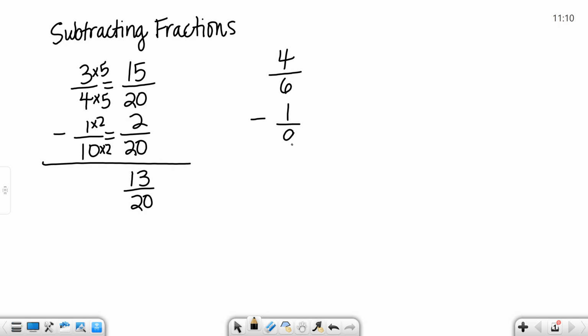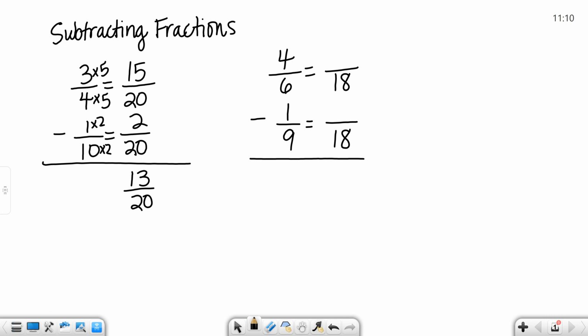4/6 minus 1/9. Okay, for these two fractions, it looks like our common denominator, our least common denominator, would be 18. Okay, so I'm going to write my fractions out here with a denominator of 18. Again, when you're looking for a denominator, you're looking for the lowest number that both 6 and 9 will go into evenly. And that, in this case, would be 18.